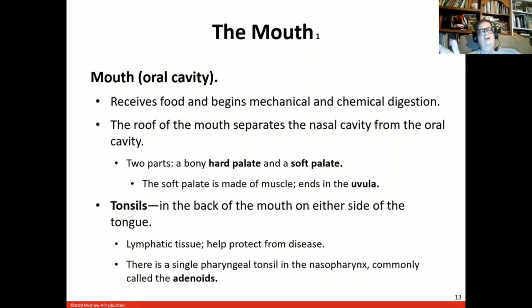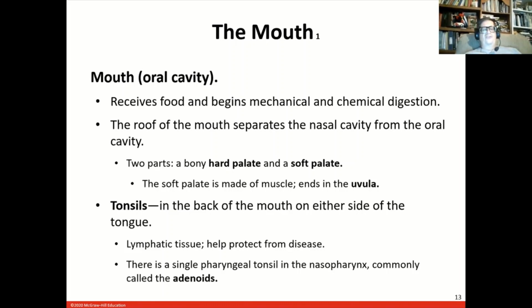The uvula is the hanging down part that's supposed to seal off the nasopharynx, keep it separate from the oropharynx, the oral part. The tonsils are at the back of the mouth on either side. They're full of lymphatic tissue. Remember, that's where we keep macrophages, neutrophils that look for invading pathogens that need to be destroyed. That's what they mean when they say help protect from disease.